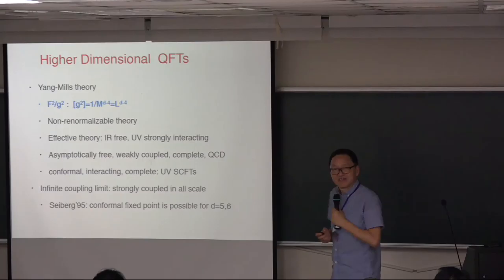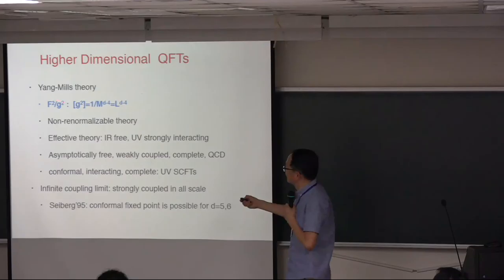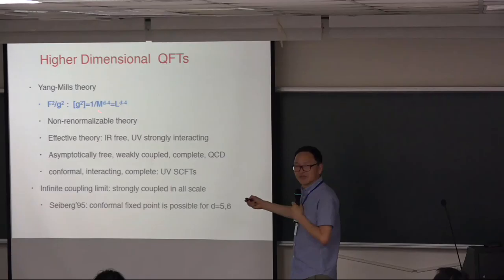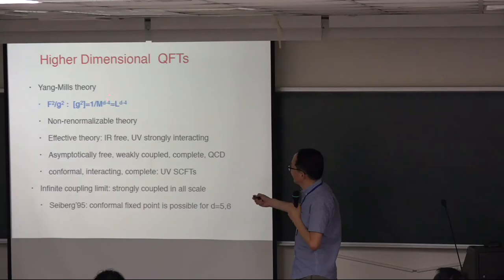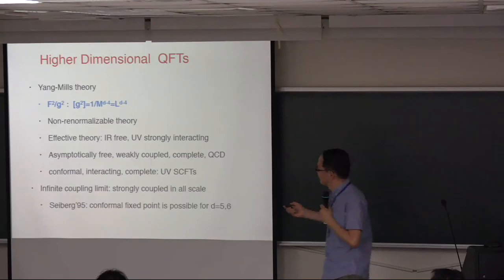For example, Yang-Mills theory in higher dimensions. The Yang-Mills Lagrangian is F squared over g squared, and you have a D-dimensional volume integration. For the action to be dimensionless, the coupling constant squared is proportional to one over mass dimension to the D minus 4 power, which is proportional to length. So the coupling constant has inverse mass dimensions, and this theory is non-renormalizable. As you go to higher orders, you have more momentum integrations in higher dimensions, so the integrals blow up. You cannot renormalize and make any sense of the theory.